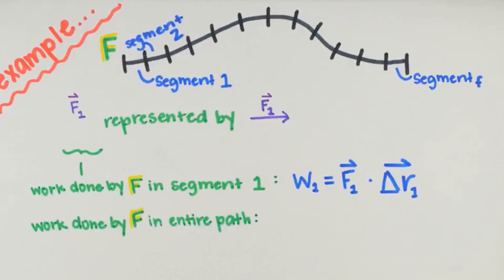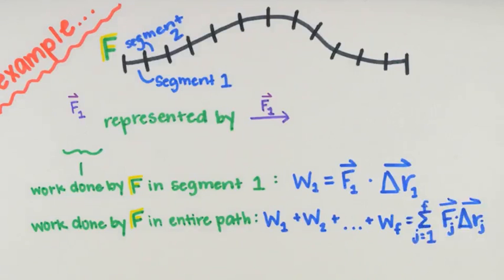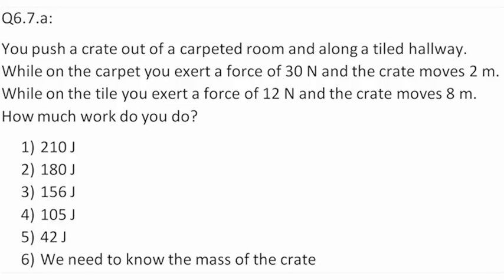We can now compute the work done by the force F along the entire path. It's just the sum of the works done along each piece of the path, like this, which we can rewrite compactly using the Greek letter capital sigma to represent the sum. Let's try using this approach to compute work on this question. Here's the solution. Notice the force of the push is not constant along the entire path. However, we can break up the path of the crate into two pieces, where the force of the push is constant along each piece. Then we can compute the work done by the push along the entire path.